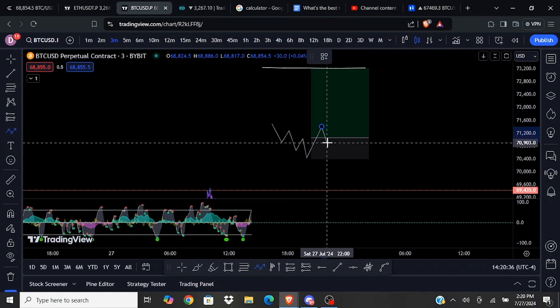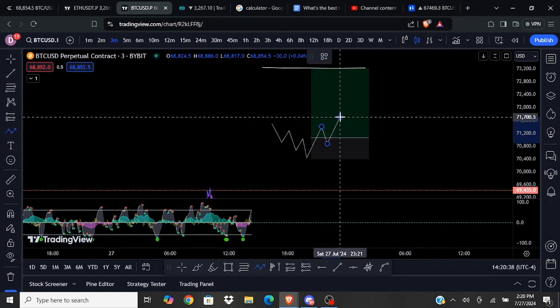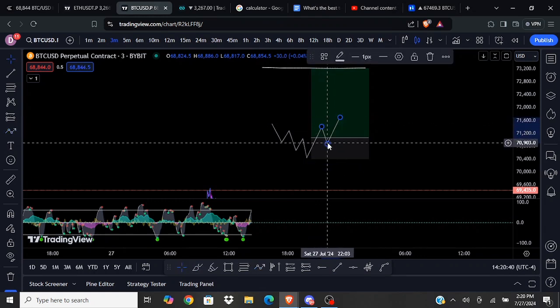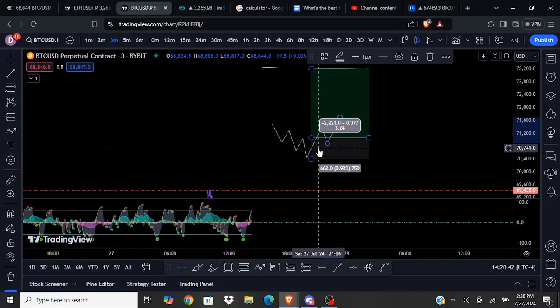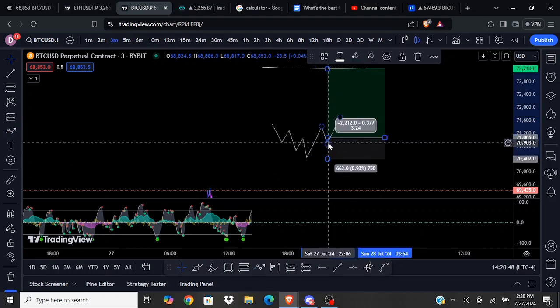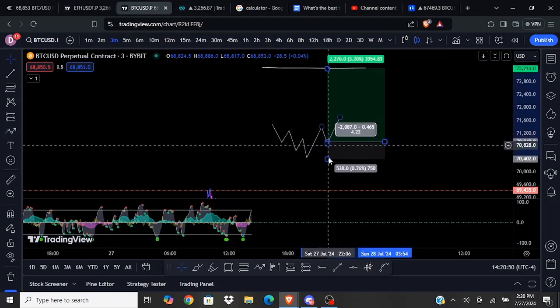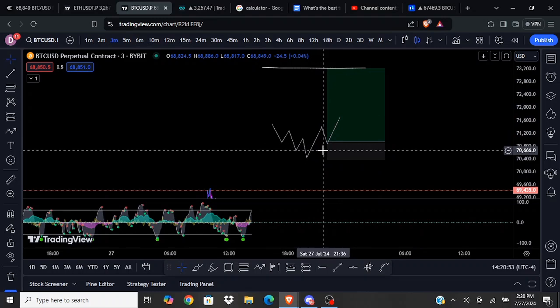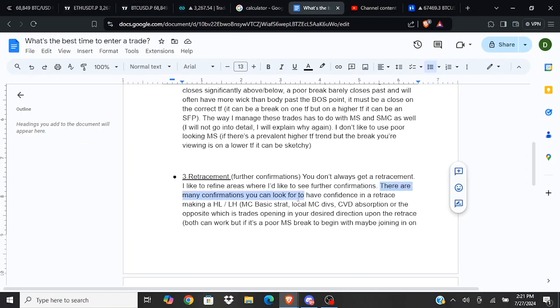If we come down, we see confirmations at an area that isn't exactly where I wanted to see. Maybe my refined area was a little bit lower, but the confirmations happened prior to hitting that. Then maybe I will say, all right, that's good enough. And there are many confirmations you can look for to have confidence in a retracement making a higher low or a lower high in the newly formed trend.